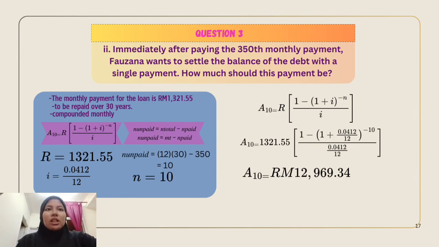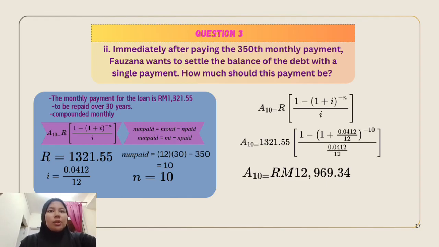Question 3, 2 Norman. Immediately after paying the 350th monthly payment, Fauzana wants to settle the balance of the debt with a single payment. How much should this payment be? We need to pull out the information. So R equals 1,321.55. We need to find the amount unpaid: 12 multiplied by 30 minus 350 equals 10. So the N is 10.